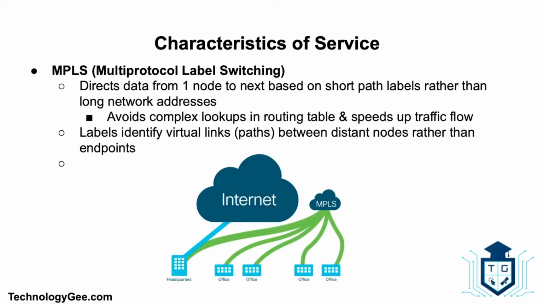Let's talk about MPLS, and that stands for Multi-Protocol Label Switching. MPLS is a routing technique in telecommunication networks that directs data from one node to the next based on short path labels rather than long network addresses, thus avoiding complex lookups in a routing table and speeding traffic flows. The labels identify virtual links, also known as paths, between distant nodes rather than endpoints, and MPLS can encapsulate packets of various network protocols, hence the multi-protocol reference in its name.